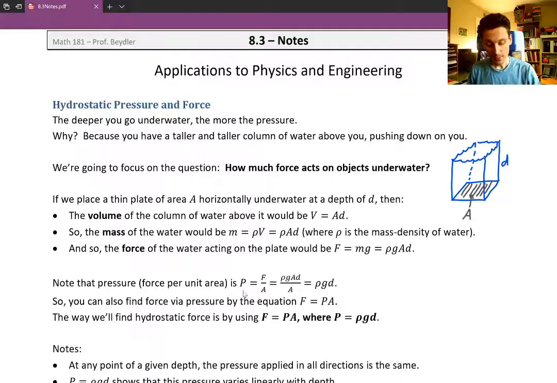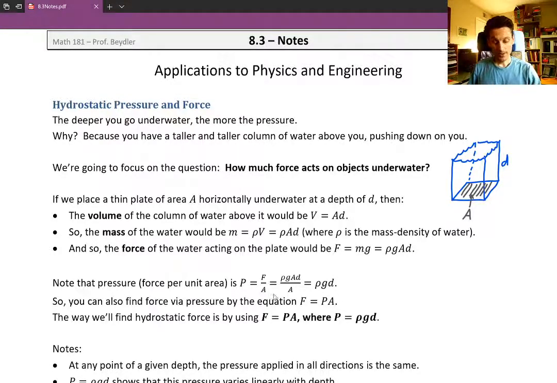And so we just get that pressure is the mass density times the acceleration due to gravity times the depth that you're at. Now, the mass density and acceleration due to gravity don't really change that much. I mean, they might change a little bit, but it's pretty negligible. So really, pressure is varying linearly with depth. The deeper you go, the more pressure you're going to feel in a linear way.